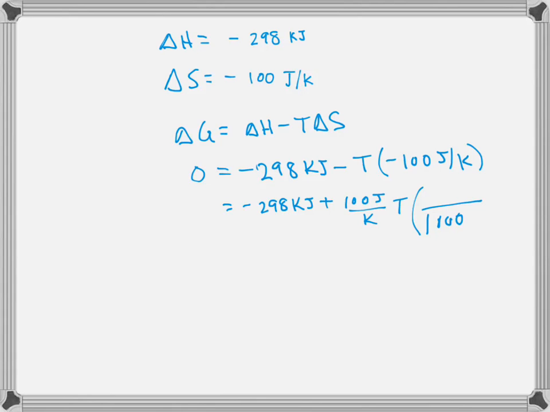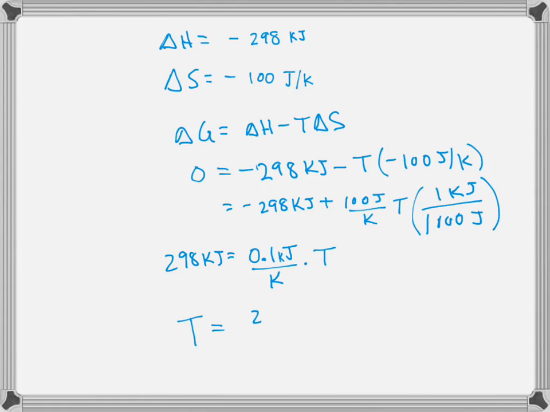We've got 1,000 joules and 1 kilojoule. I'm going to shuffle some stuff around now. We get 298 kilojoules equals, make sure I did this right, 0.1 joules per Kelvin times our temperature. Whoops. What are the units on that side now? Kilojoules, we did do that unit conversion. Can now solve for our temperature.